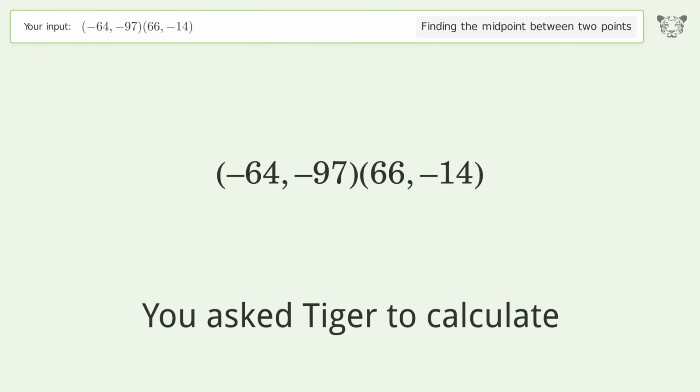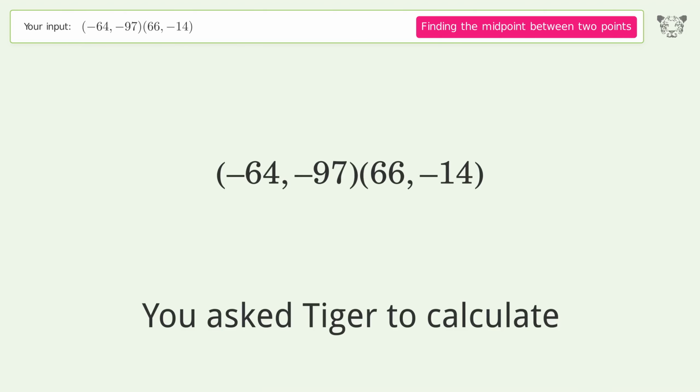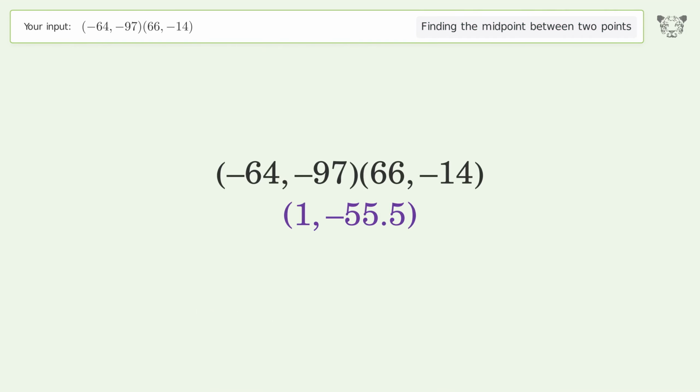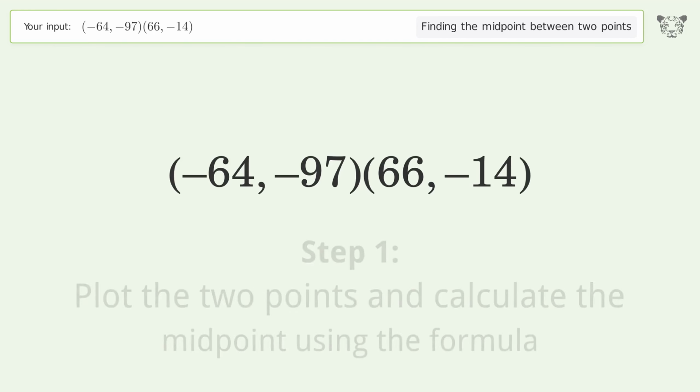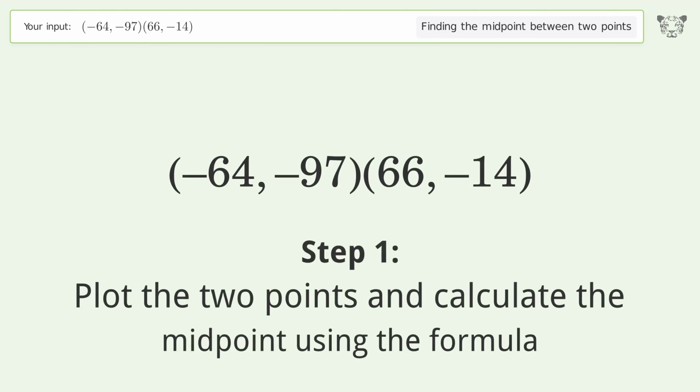You ask Tiger to calculate. This deals with finding the midpoint between 2 points. The midpoint between the 2 points is 1, -55.5. Let's solve it step by step. Plot the 2 points and calculate the midpoint using the formula.